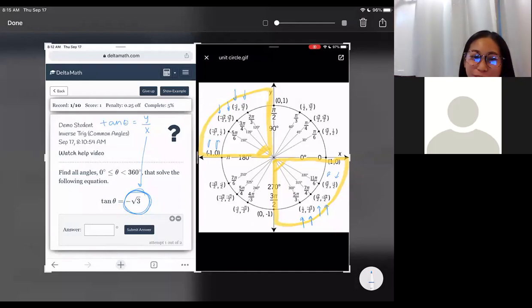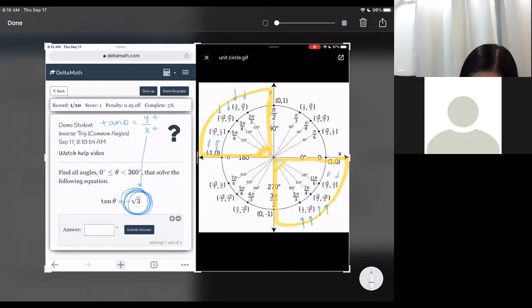I highlighted those two sections because there's one positive and one negative. The reason you want that is because if you want your overall answer to be a negative number and you're getting that number by dividing two things, you need one of those two things, either your x or your y, to be negative and the other to be positive. So that's why I highlighted those two sections.